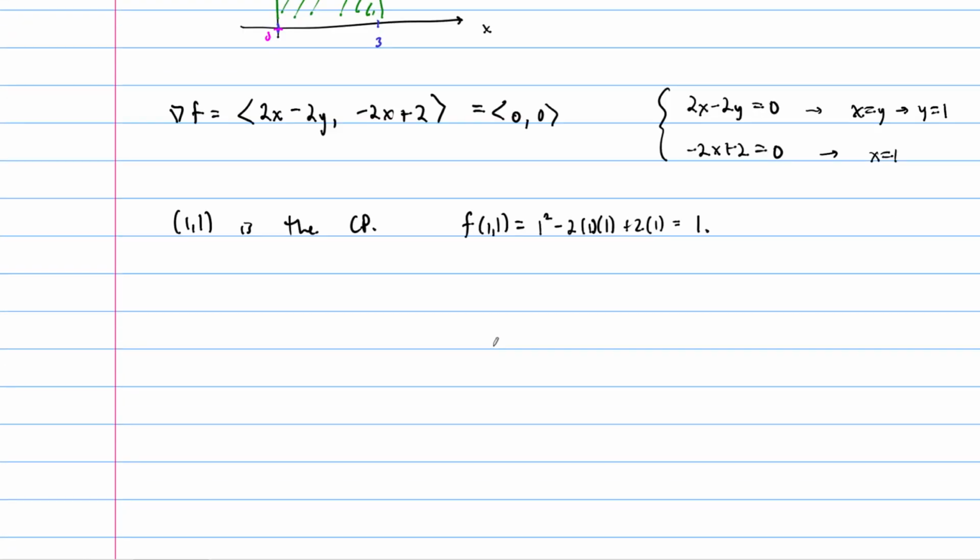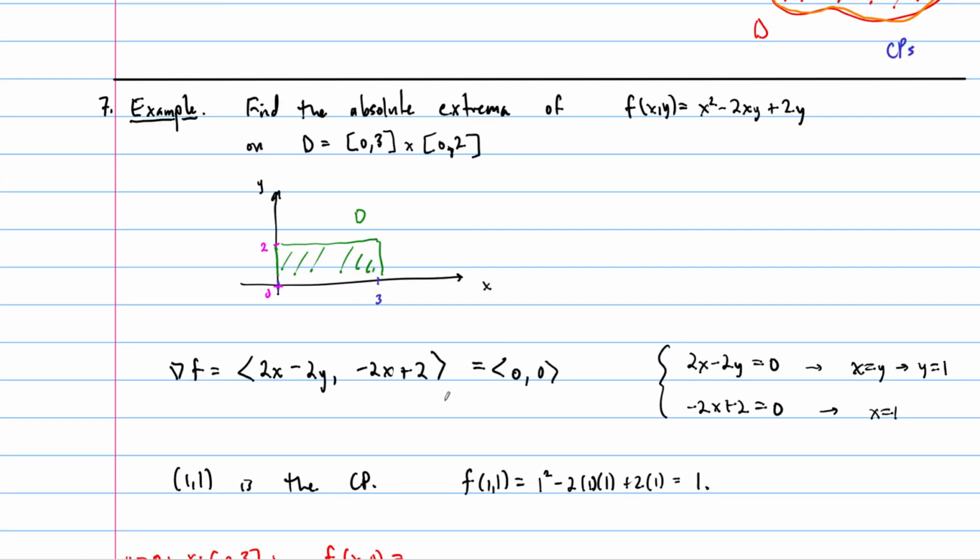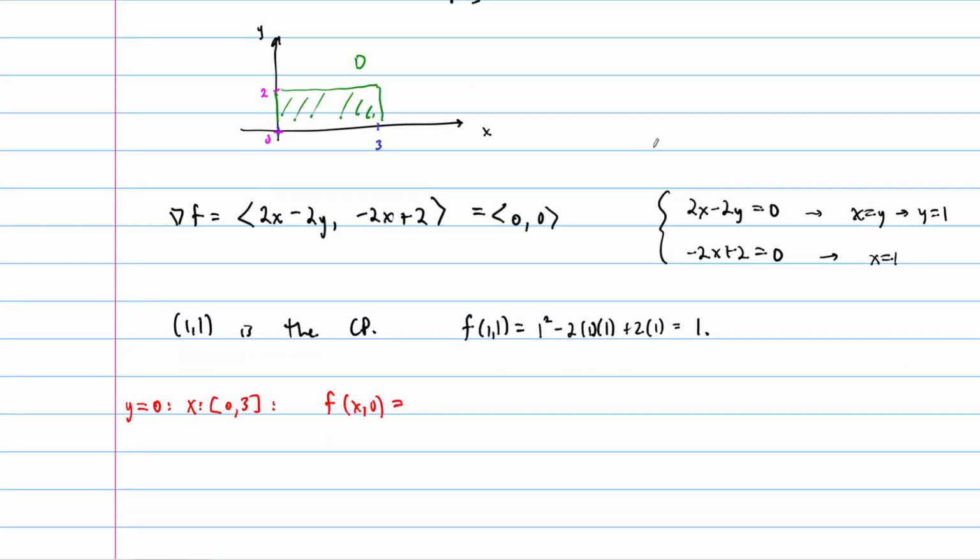So let's consider there are 4 components of the boundary now. We have to consider each component of the boundary, and then just see what happens. Let's say when y is equal to 0, then x varies from 0 to 3. So now we've got the extreme value theorem from Calc 1, because our function f(x,0) is going to be equal to what? Well, if y is 0, then our function is just x².